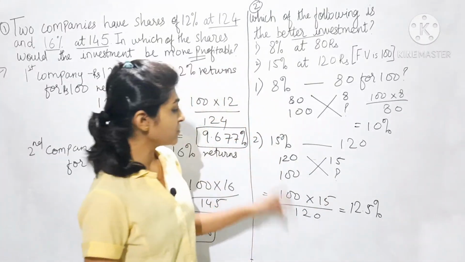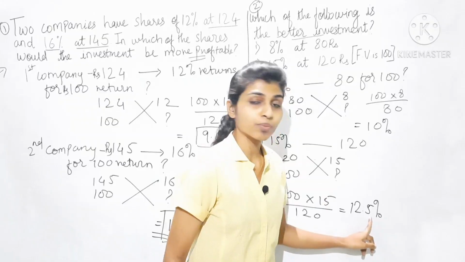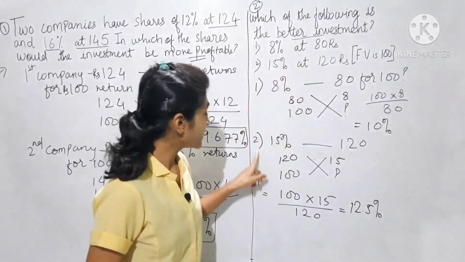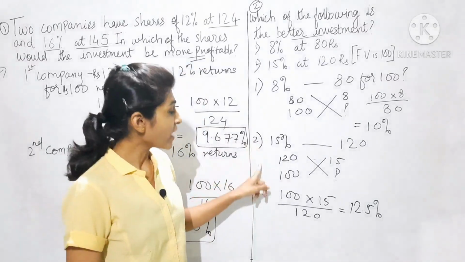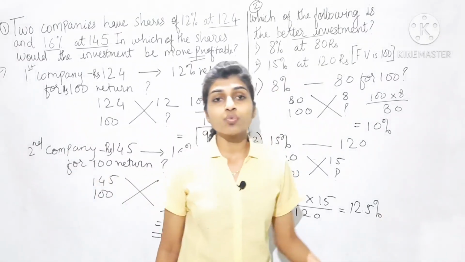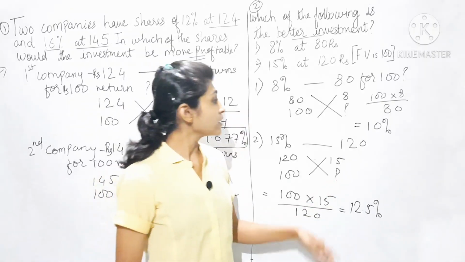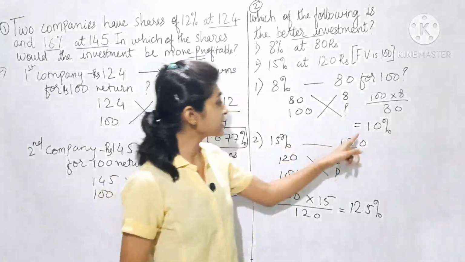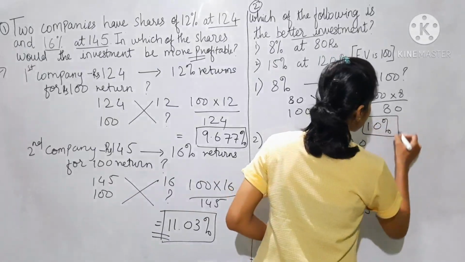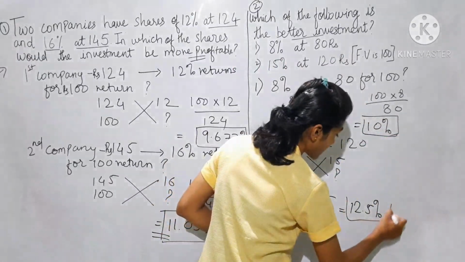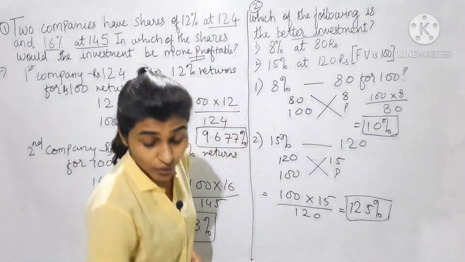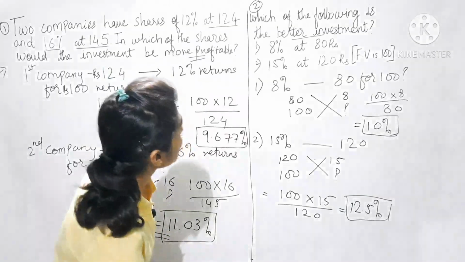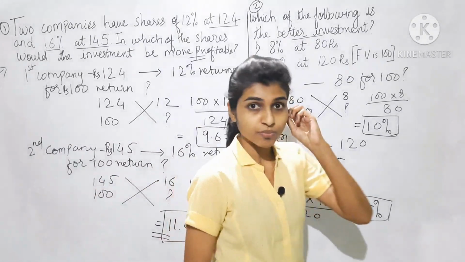Obviously the second investment, 12.5%, is the greater investment. So the better investment is investment number 2. Why? Because the return is 12.5%, better than the first company, because the first company is giving us only 10% profit and this is giving us 12.5% profit. So in this way you have to find the better investment.